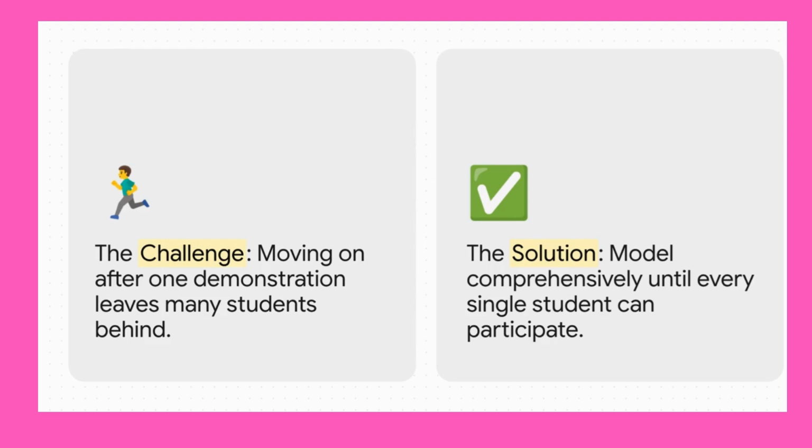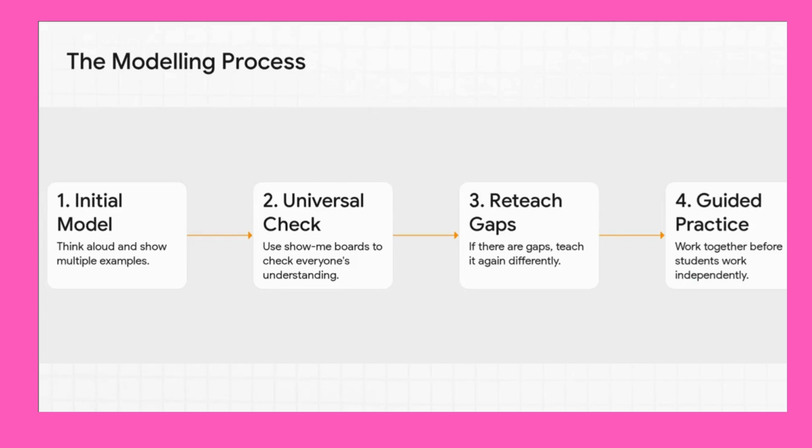The inclusive solution is to model, check, reteach, and support until every single student can succeed. Now, what's so powerful about this is that it's a loop. It's not a straight line. You start by thinking aloud while you show them how it's done. Then, and this is so important, you check everyone's understanding, maybe using mini whiteboards. If you see gaps, you don't just move on. You reteach it in a new way before you guide the whole group through practice together.